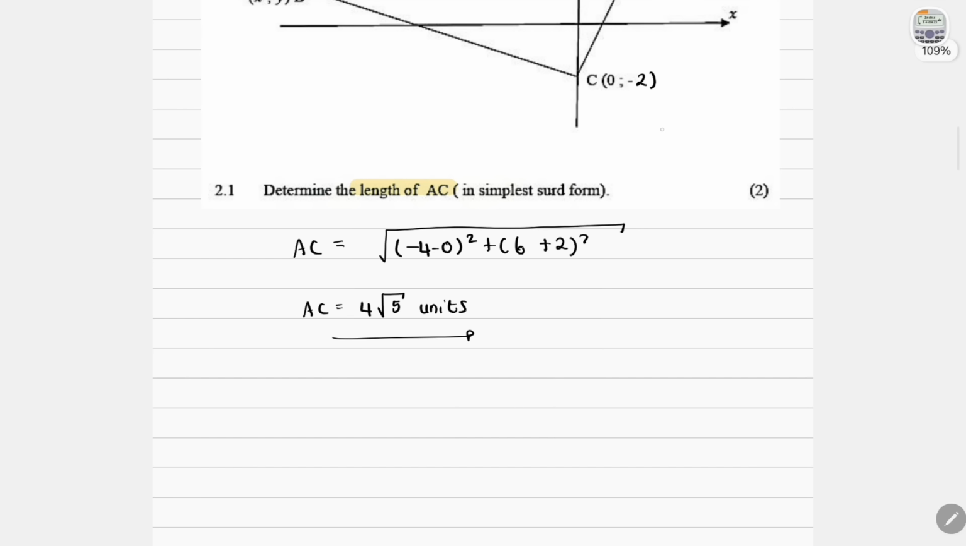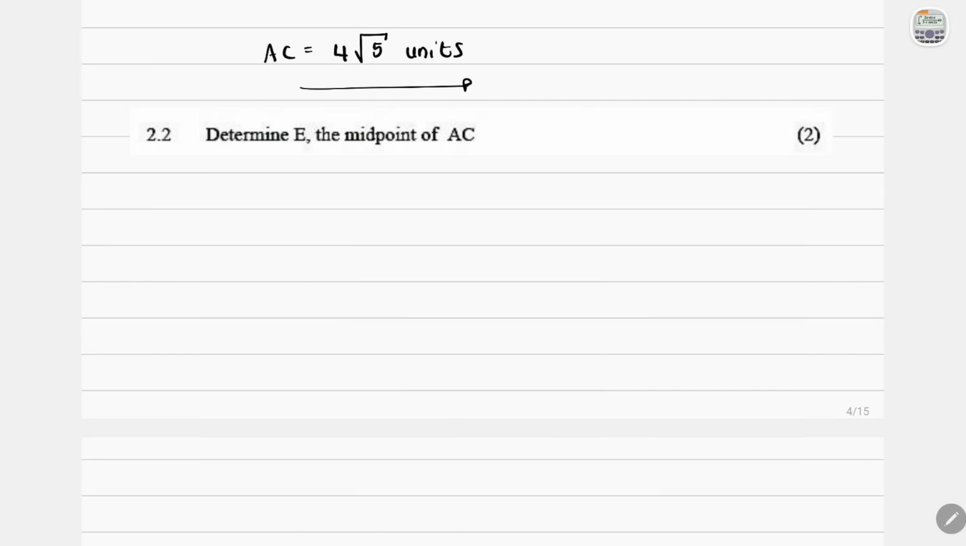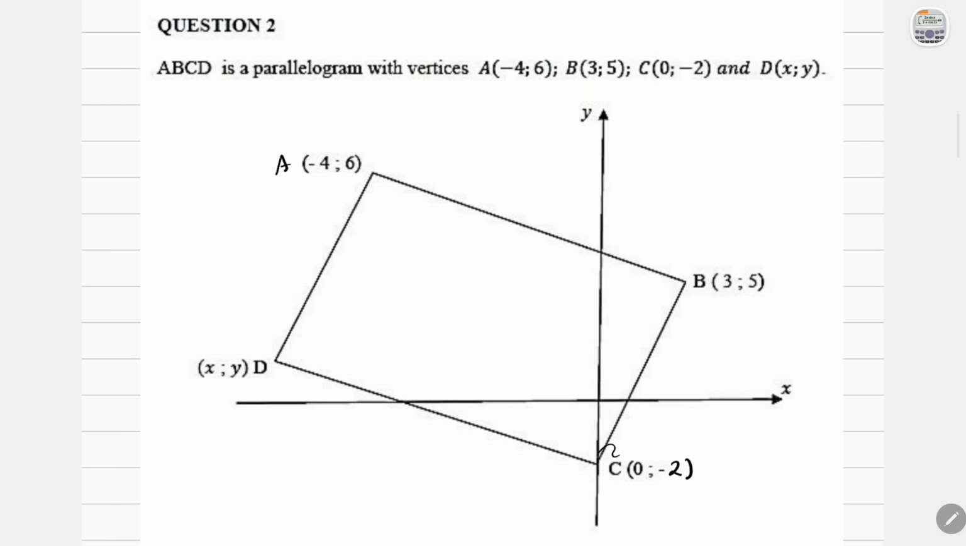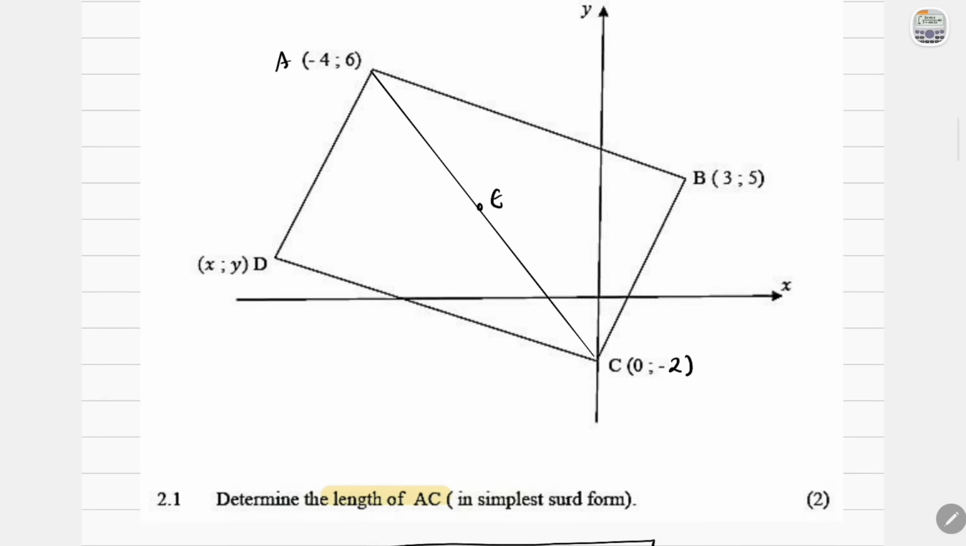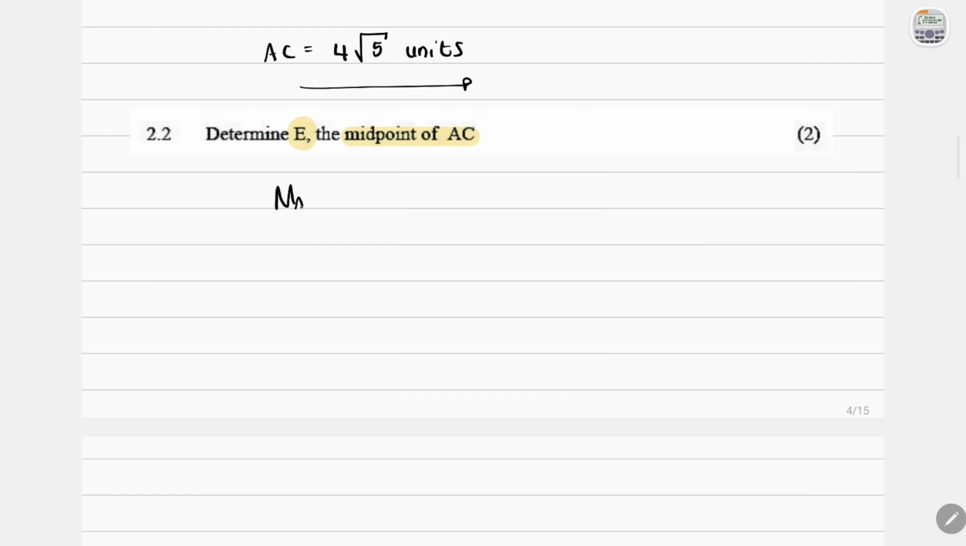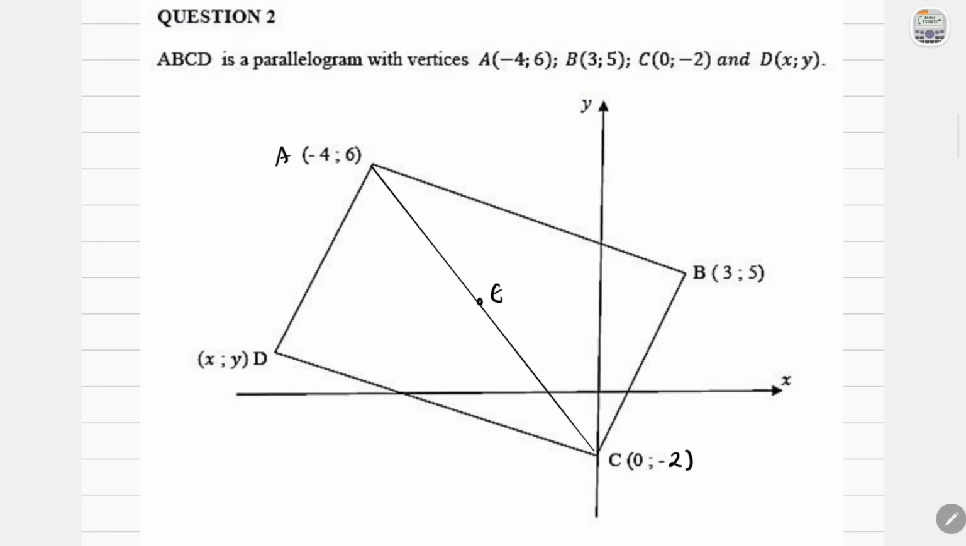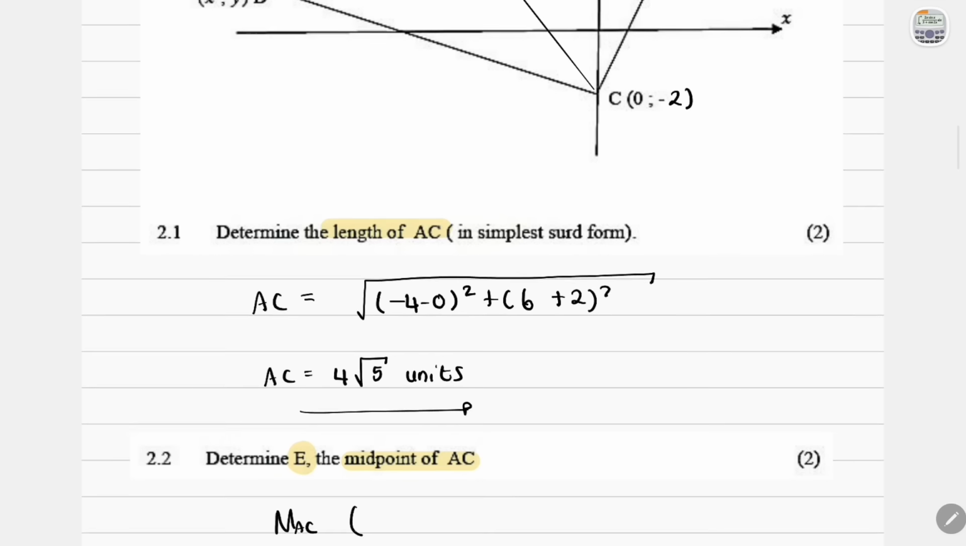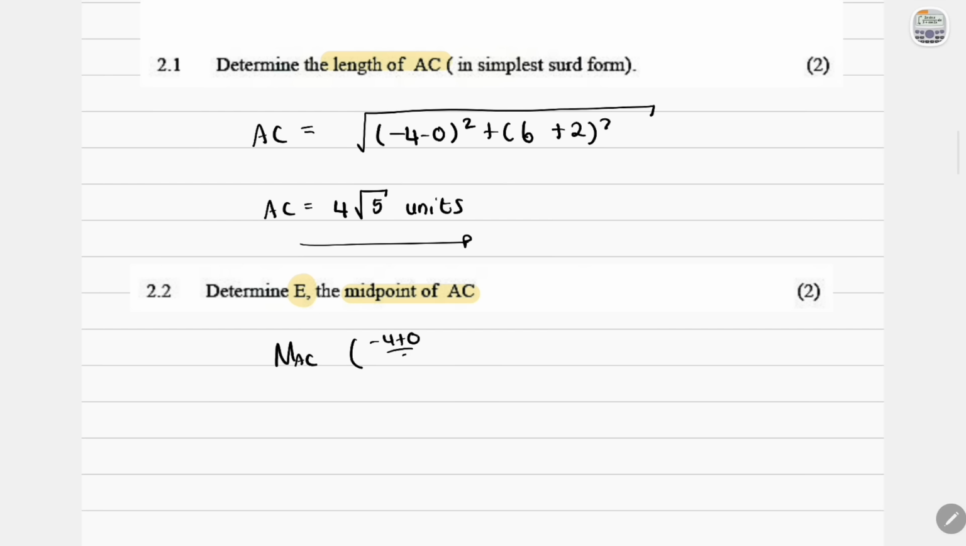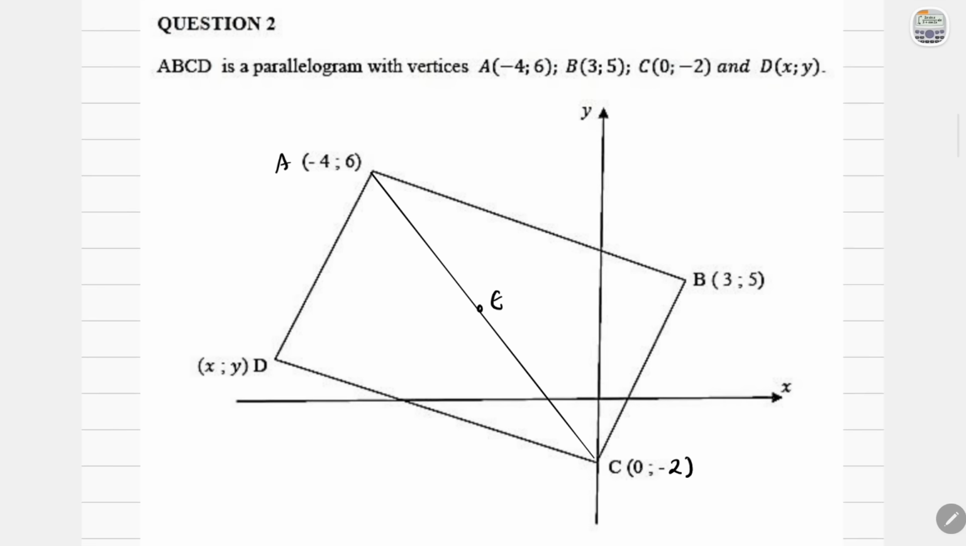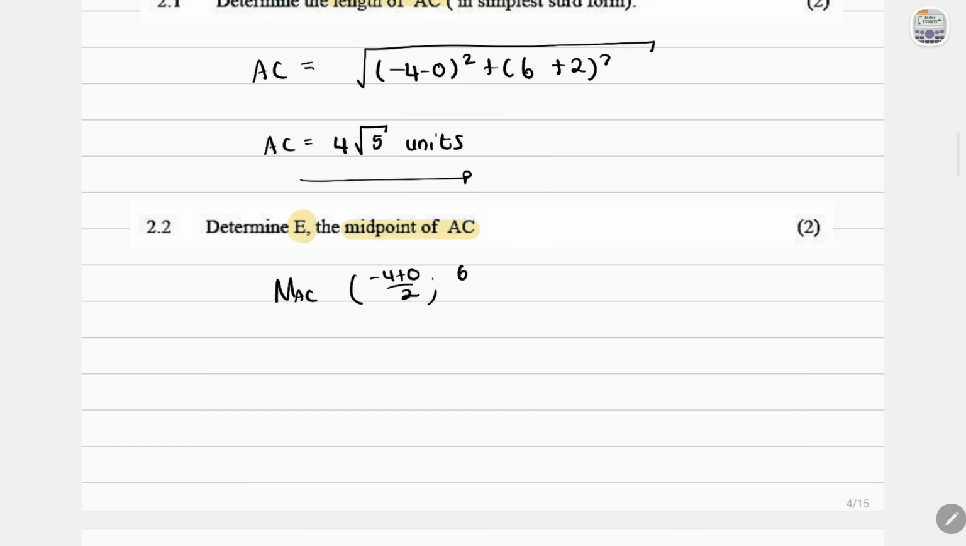Moving on to the next question. Question 2.2 says, determine E, the midpoint of AC. It seems to be following a similar flow to question 1. So we need to find E, the midpoint of AC. To find E, just use those points A and C. The midpoint of AC would be found by taking x1 plus x2, so negative 4 plus 0 over 2, and then y1 plus y2 over 2. 6 plus negative 2: you see how positive times negative will just give you a negative. So it's just 6 minus 2 over 2.